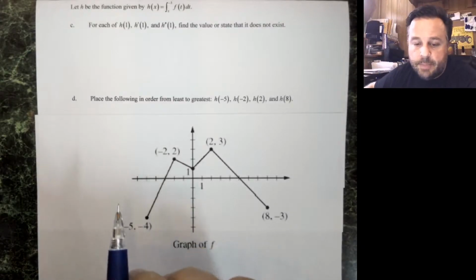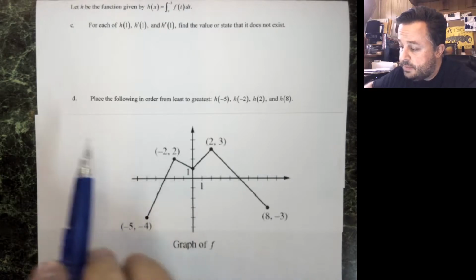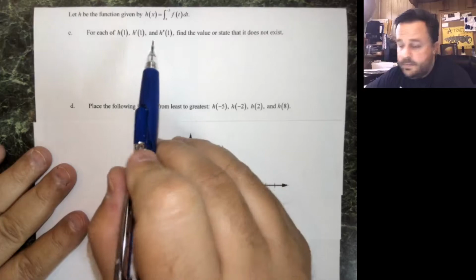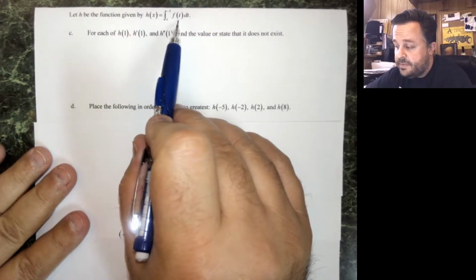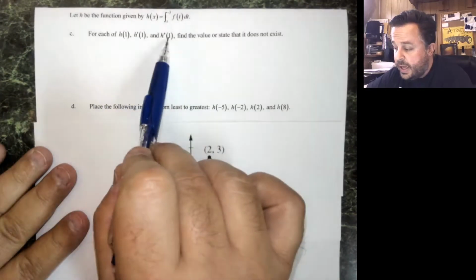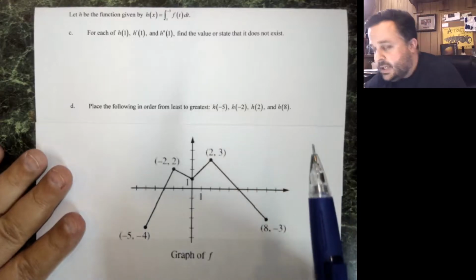Right, this is part 4 of the accumulation function fundamental theorem of calculus packet. We have now h is a function given by h of x is equal to the integral from x to negative 3 of f of t dt. Now we are working with x being 1, negative 5, negative 2, positive 2, and positive 8 in just a few minutes.